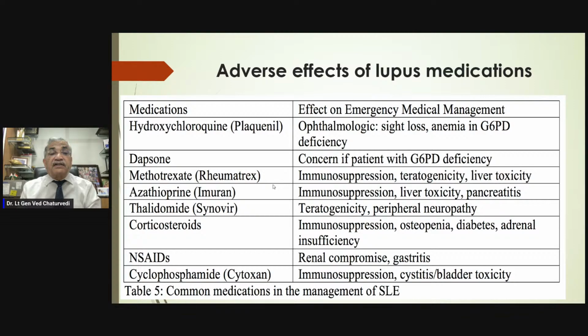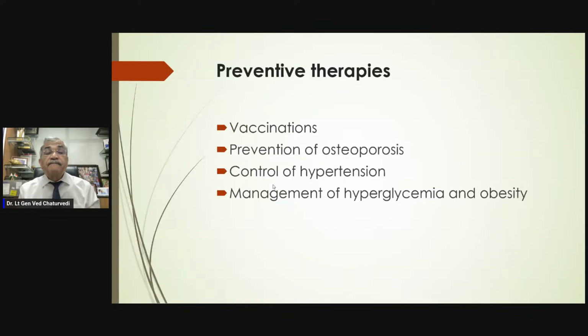Adverse effects of the medication are also there. Whatever medication you are using, you must know about this. The biggest problem of this medication is infection and immunosuppression. So you must learn how to detect infection and how to control infection while using these drugs, as in oncology, when you give chemotherapy, there is a lot of infection. And for preventive therapy, especially when using these drugs, you must control hypertension, osteoporosis, hyperglycemia, and obesity, and ensure vaccination.